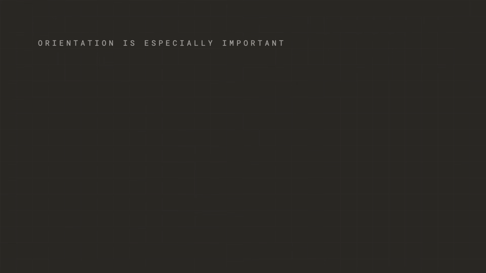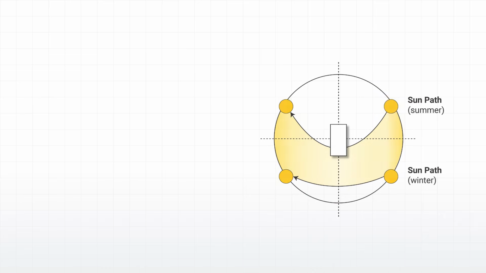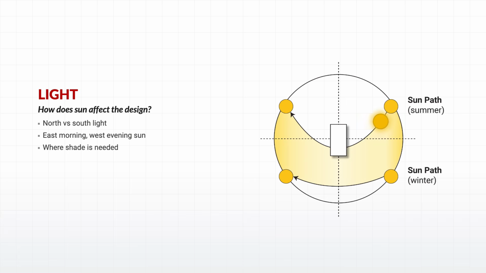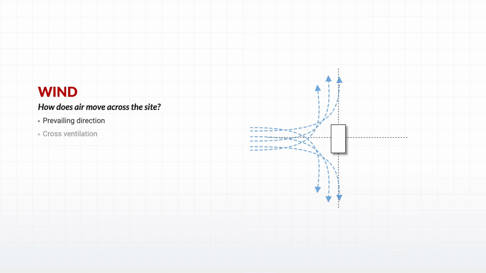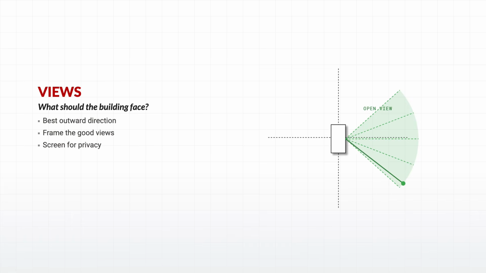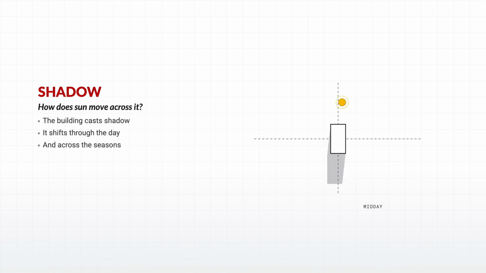Orientation is especially important because it influences daylight, heat, wind, views, and shadow. Sun orientation determines the quality and intensity of daylight a building receives. Morning light is generally softer, while afternoon sun may require additional shading. Prevailing winds show how air naturally moves across the site. Openings can capture breezes for cross-ventilation or be protected from excessive exposure. Orientation determines what the building opens toward and what it turns away from. Buildings and neighboring elements cast different shadows throughout the day and across seasons. These patterns affect daylight, outdoor comfort, and solar access.